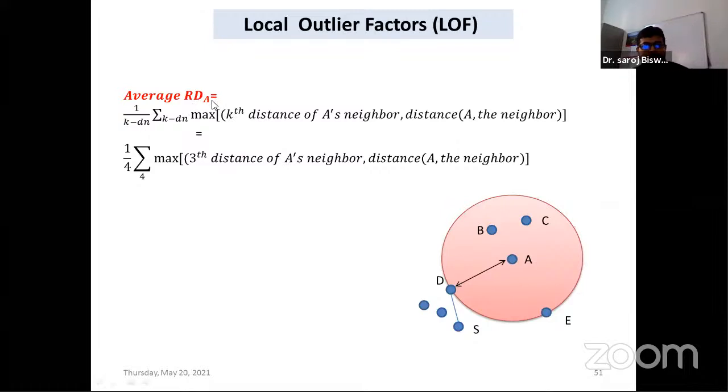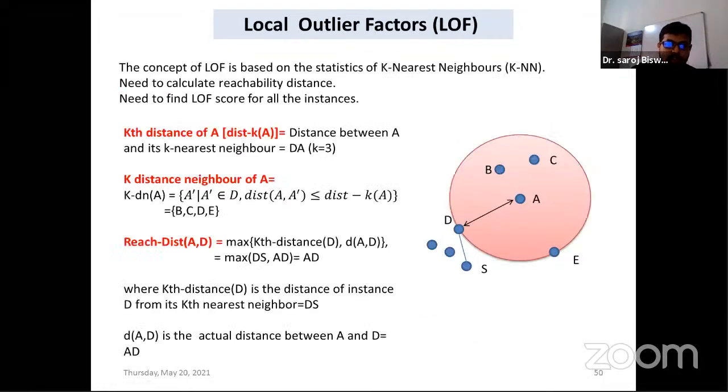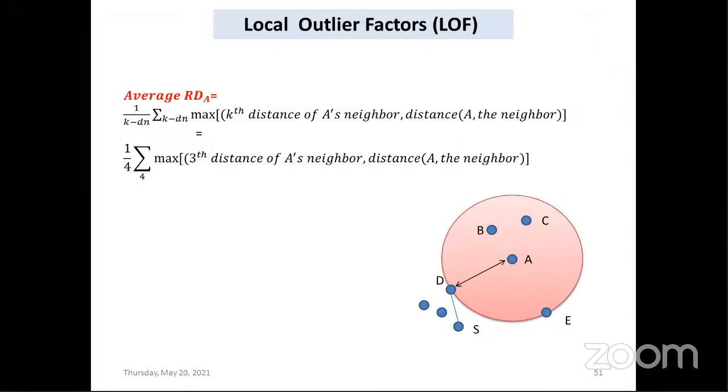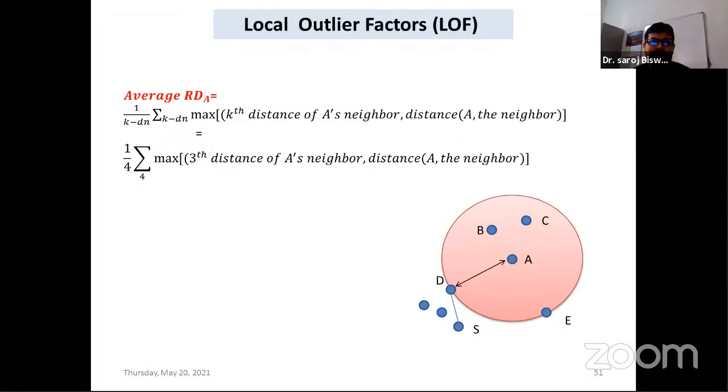Now we have to find the average reachability distance. Here we found the reachability distance between A and D, but now we're going to find the average reachability distance. Whenever we talk about the average reachability distance of A, it means we are trying to find the reachability distances of all the k distance neighbors. So that's why here we have taken 1 by k distance neighbors, summation of k distance neighbor max, because our objective is to find the reachability distance each time.